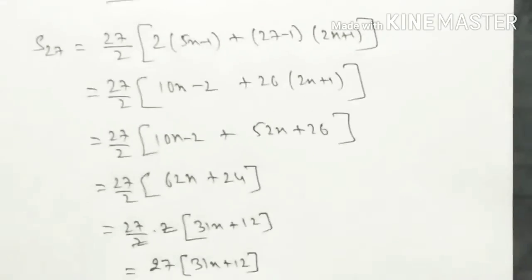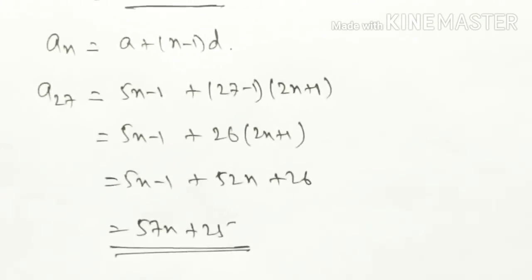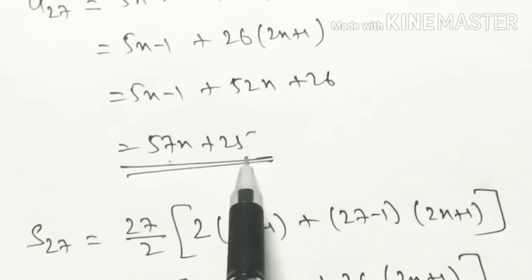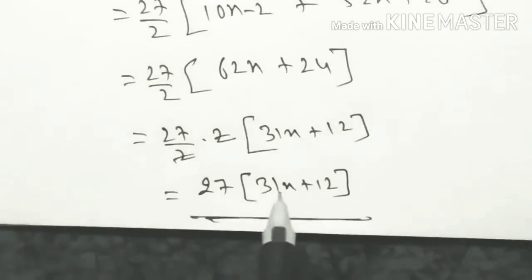You can write the answer like this. Now let me check the answer given at your back. See, 57n plus 25, and S27 is 27 bracket 31n plus 12.